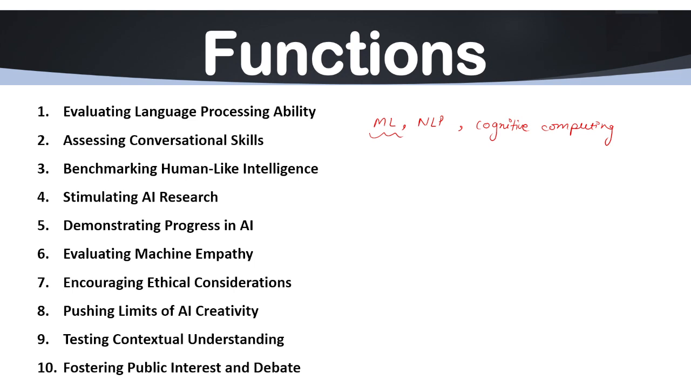The next point is demonstrating progress in AI. Passing the Turing test serves as a milestone. If any AI passes a Turing test, it is a milestone that demonstrates improvements in AI and shows advancements in a machine's ability to imitate human intelligence, a goal that has shaped AI's growth. So this is under demonstrating progress in AI.